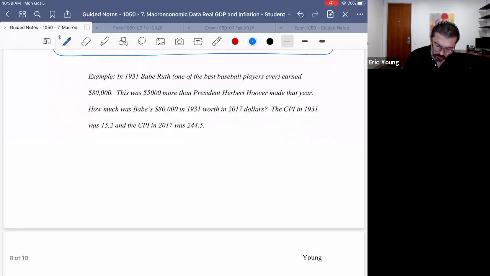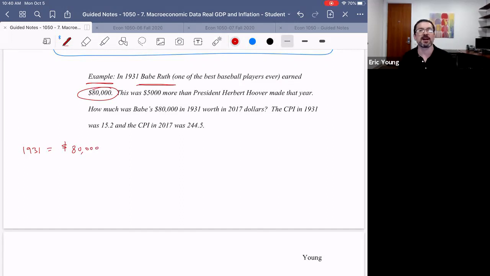Real life example here from the world of baseball. In 1931, some guy named Babe Ruth, who was considered to be one of the best baseball players ever, earned $80,000. Okay, so again, in 1931, the old Babe earned $80,000. You might think, that's nothing, I make more than that now. Clearly, I'm better than Babe Ruth.